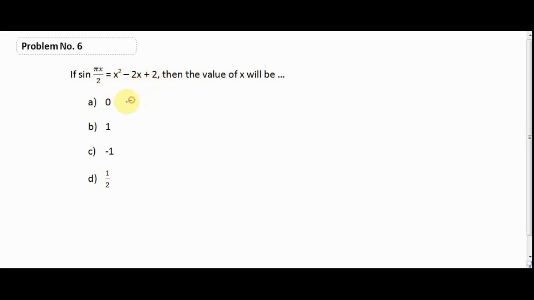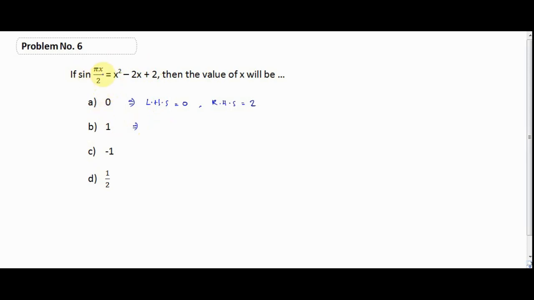Okay, so corresponding to option A, the LHS value will be nothing but 0, but the RHS value will be nothing but 2. So this value is not valid, or this value 0 does not satisfy this equation. Now let's substitute x equal to 1 here.